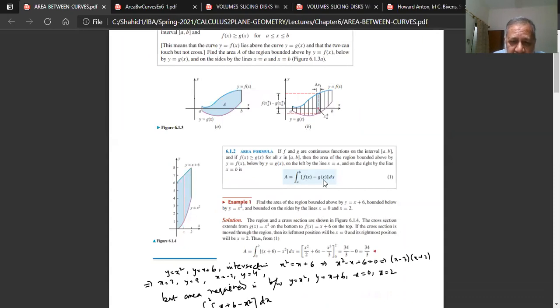So when we use this formula, area between curves f(x) and g(x), we have to verify whether function values of f are greater than function values of g or not. If it is the case, then we use the formula directly.